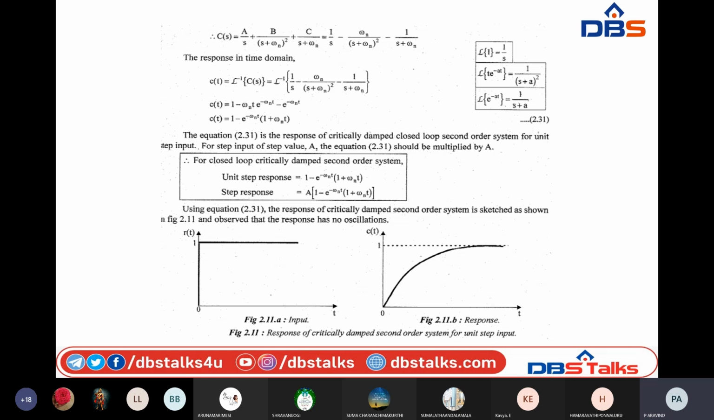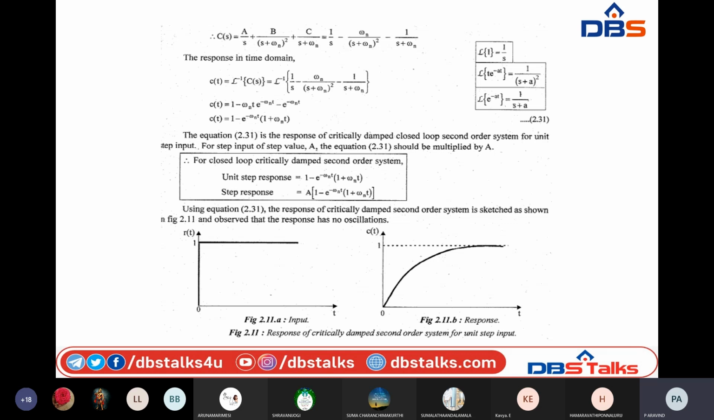Finally we have c of t equal to 1 minus omega n t e power minus omega n t minus e power minus omega n t. So the next step, c of t equal to 1 minus, so take the common e power minus omega n t term, and then e power minus omega n t is multiplied with (1 plus omega n t). So that is the response of critically damped second order system for unit step input in time domain.